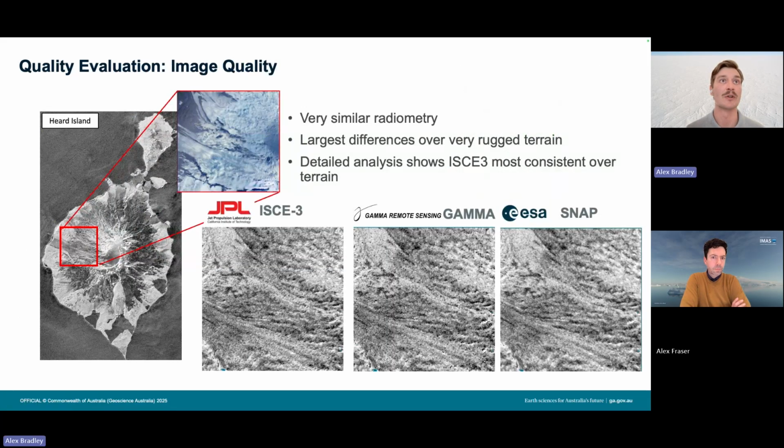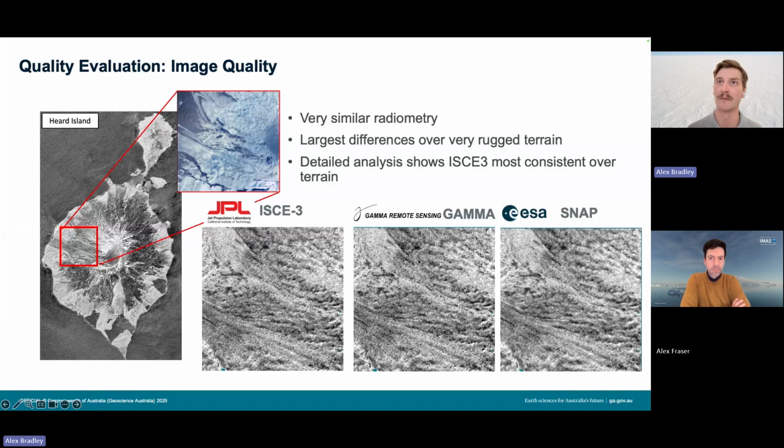So stepping over to another aspect of image quality. Here we have a really beautiful SAR image of Heard Island. And if people have been paying attention to the news, we actually set foot on Heard Island for the first time in about 20 years, I think it was, recently. And so what we can see here is just a comparison of the image quality that we get out from each of these processes. And they do look quite similar.